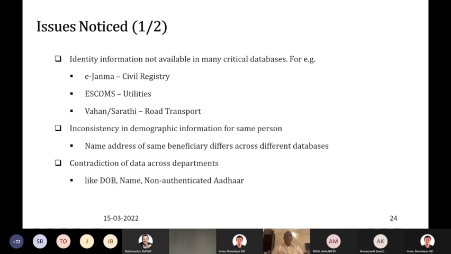And thankfully, the least Kutumba has done is to ignite the debate on the need of a social protection system, and if not, at least a social registry. Now, we had lots of issues. The identity information was not available in many of the databases. What did we do?